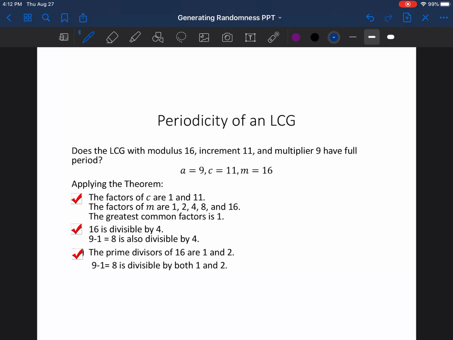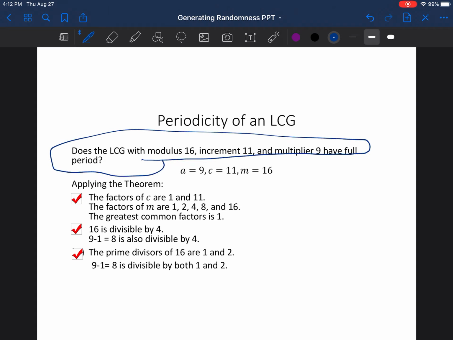So let's see. Does this LCG have a full period? And the answer is indeed it does. The factors of C are 1 and 11. The factors of M are 1, 2, 4, 8, and 16. So their greatest common factor is 1, so that's relatively prime. We have 16 is divisible by 4. Okay, so if that's true, it must be the case. So M is divisible by 4.